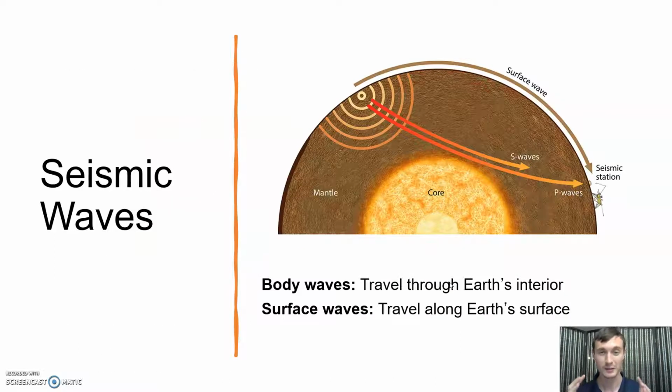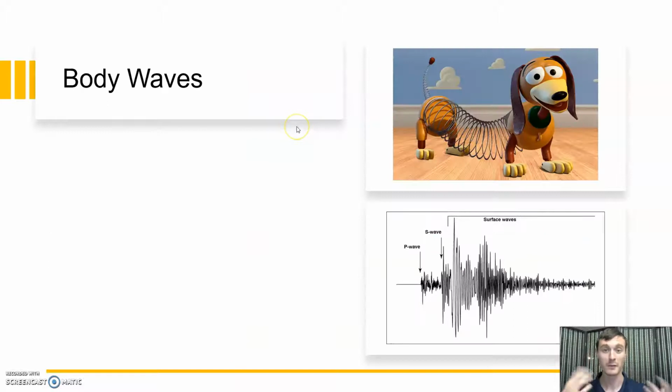There are two kinds of earthquake waves, or seismic waves, that we are going to talk about. We have body waves, which travel through the body of the earth, and surface waves, which travel along the surface of the earth. For the most part, we are going to focus on the body waves. Those are the ones we have the most interest in as geologists.